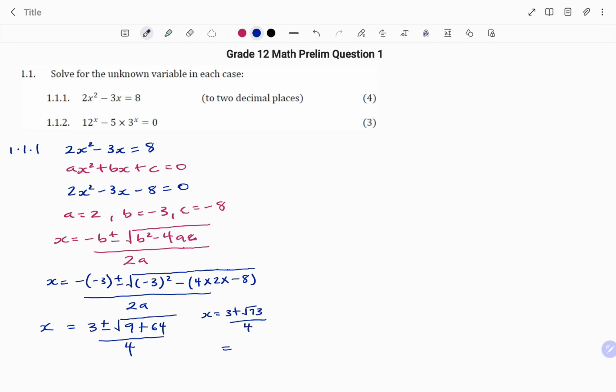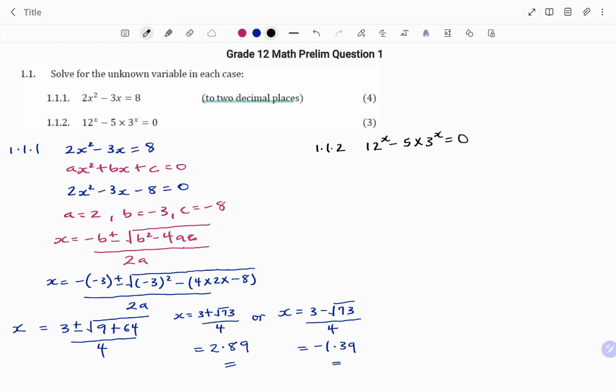That will give us 2.89, or we have the minus, that's x equals 3 minus the square root of 73, all divided by 4, and that will give us minus 1.39. Remember, the question says you should leave our answers in 2 decimal places.